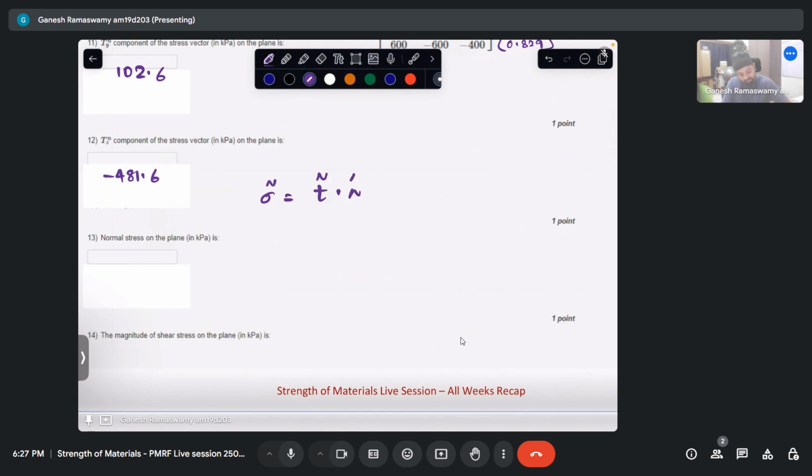Why? Because if we have a plane like that, say we have a plane like that, let this be the traction vector on that plane, which is characterized by its unit normal n. So the normal stress will be the projection of this stress vector onto the normal, which is the dot product of both.